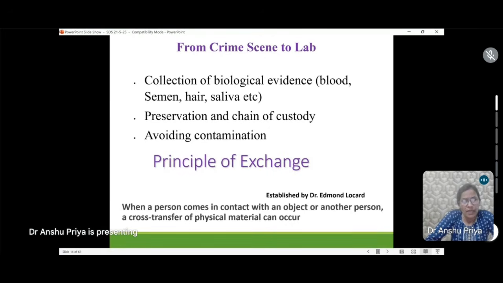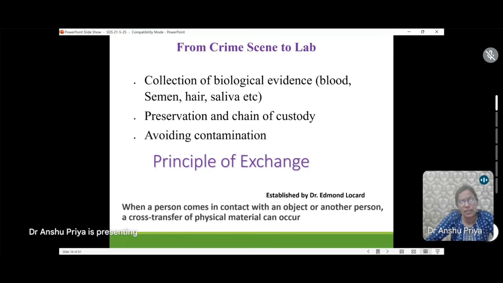And the second aim after the collection is the preservation. How are we preserving this evidence and how are we maintaining the chain of custody? What do you mean by chain of custody? Chain of custody is very, very important in forensic science. If I do the work and have to hand over to someone else, it should be documented in the proper way. And the last one is to avoid contamination. Contamination is a very big issue. If the sample is contaminated, our DNA profile will be mixed and we are not able to interpret our result.